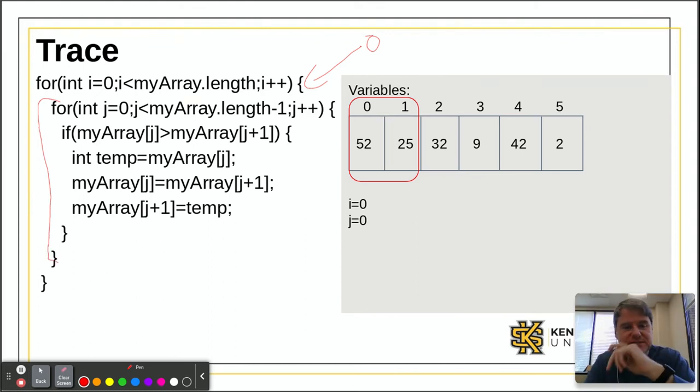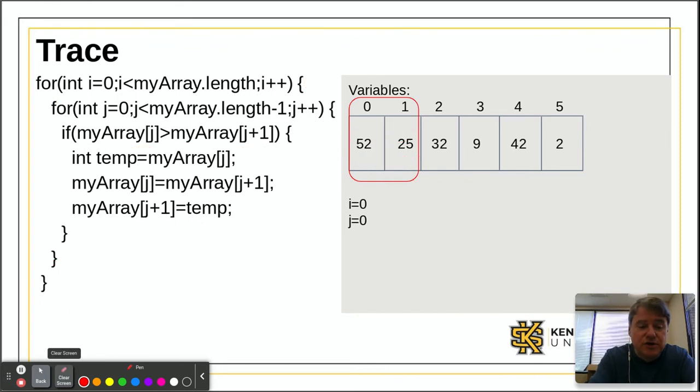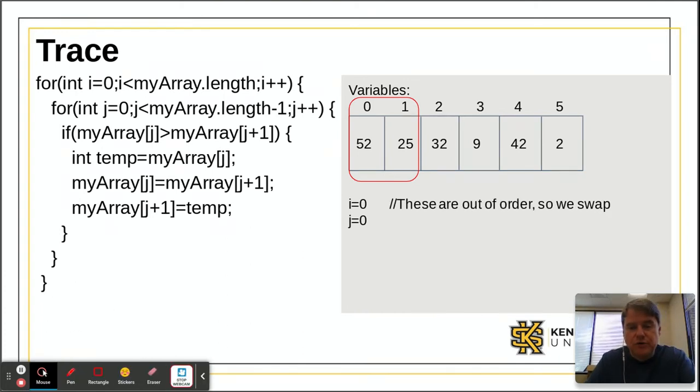So in the inner loop, j is 0. And what we're asked to check is if the array at position j, which is cell 0, is greater than the array at j plus 1, which is cell 1. So is 52 greater than 25? Well, yes, 52 is greater than 25. So now we're going to do a switch. We're going to make a temp variable and set it equal to 52, which is the one in cell 0. We're going to move what's in cell 1 into cell 0, so now there's a 25 in both of them. And then we're going to move what's in temp into cell 1. So that successfully reversed the 25 and the 52. All right, so that all happened because of the if statement.